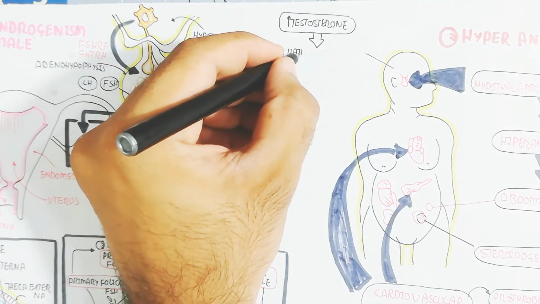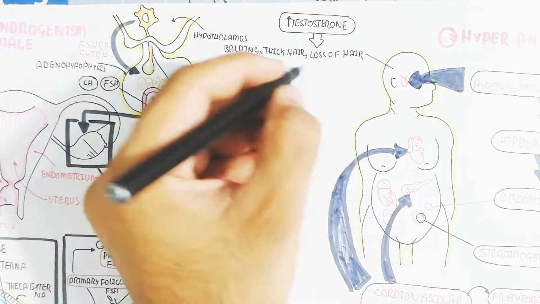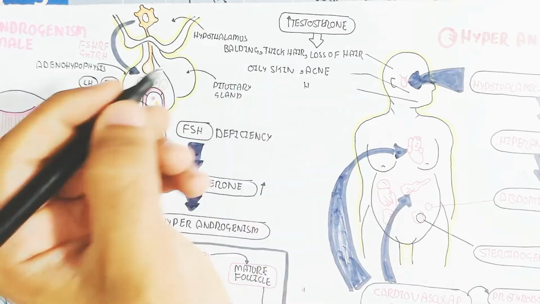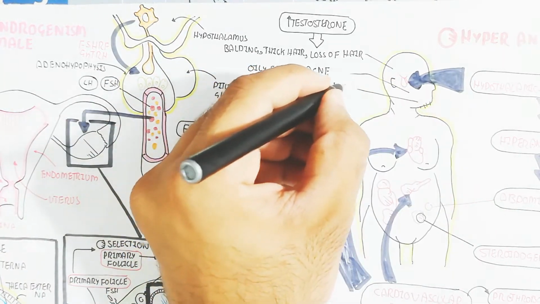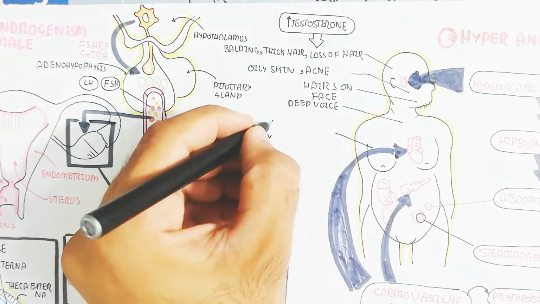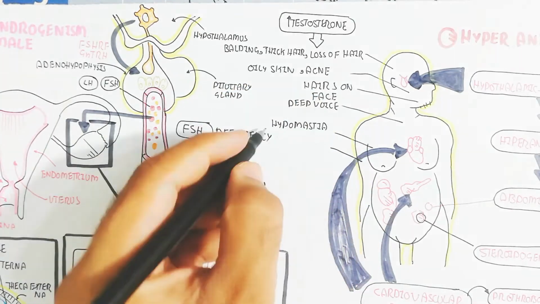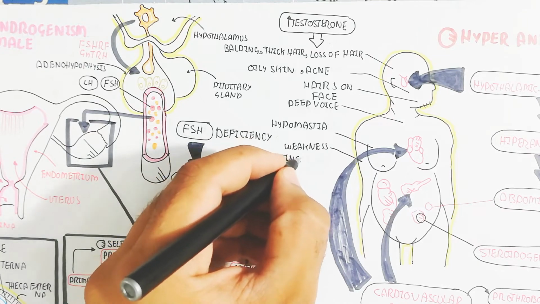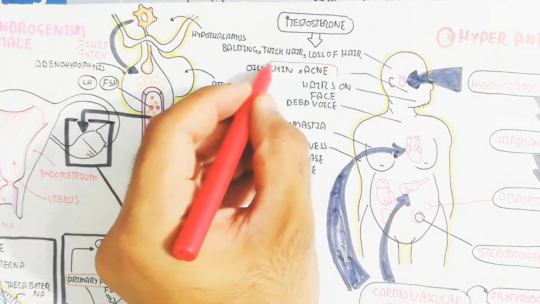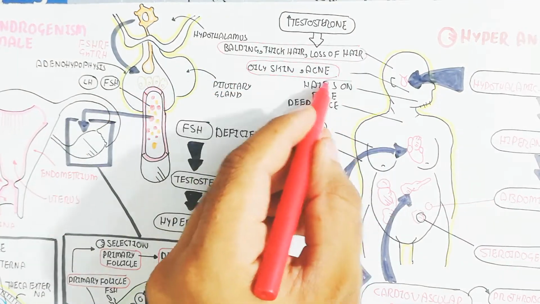While the testosterone increases, it will cause female balding, thinning and loss of hair, and oily skin, acne, hair on the face, deep voice, hypomastia, decrease of the mammary gland, and weakness or increase of the muscle.